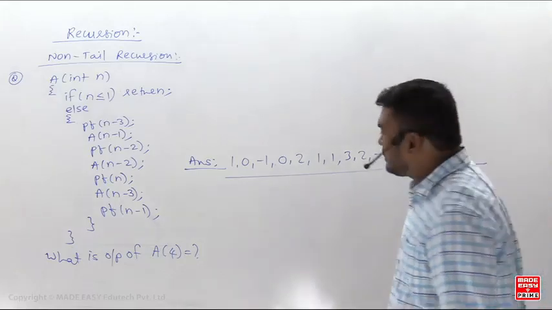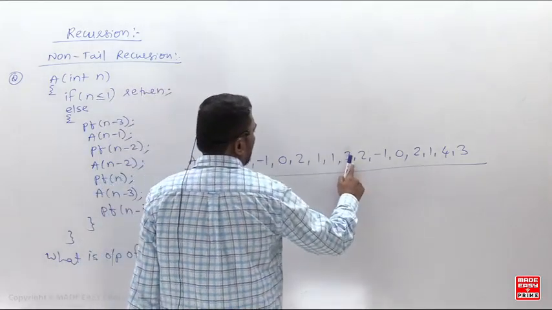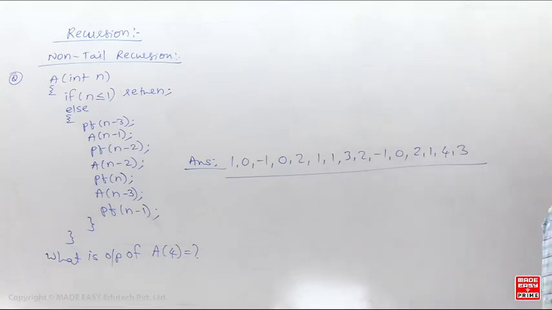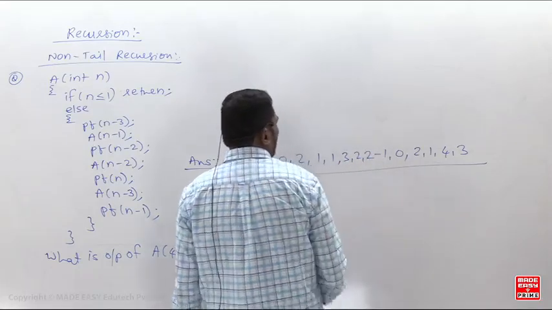Right. So this is the answer: 1 0 minus 1, 0 2 1 1, 3 2 minus 1 0, 2 1 4 3. So check it out. Is that the correct answer? Abhijit Manoj, you gave a wrong answer. What is that answer? 2 times 2 after 3. Oh, okay, sorry. It was a printing mistake. So here this is 3 2 2. Okay, you are right.